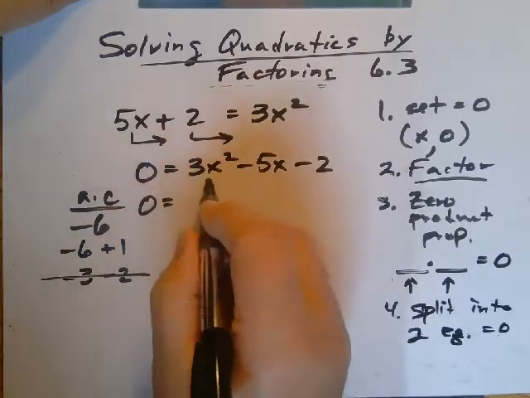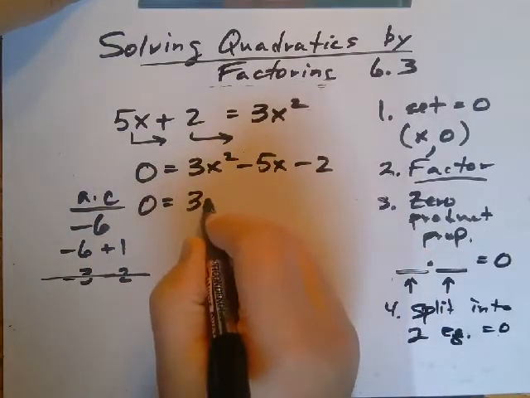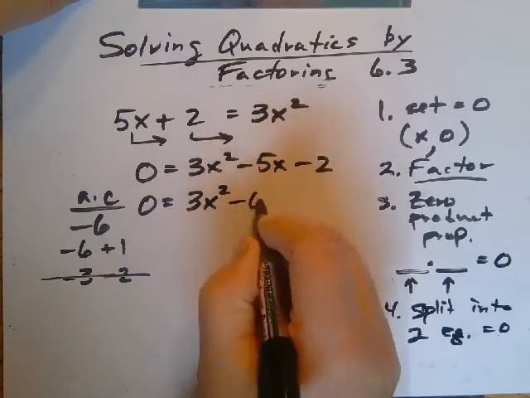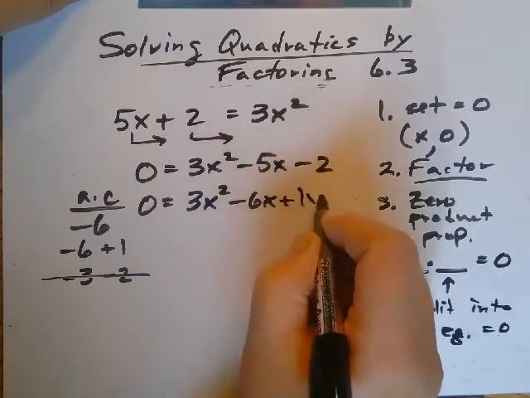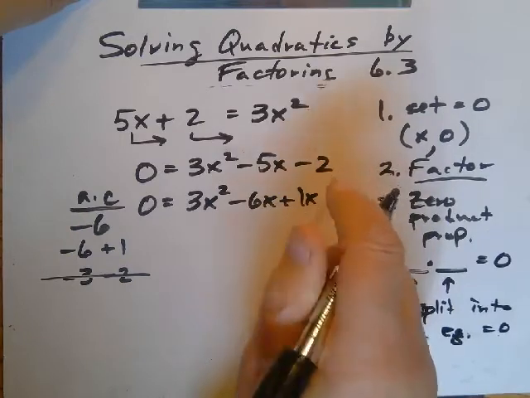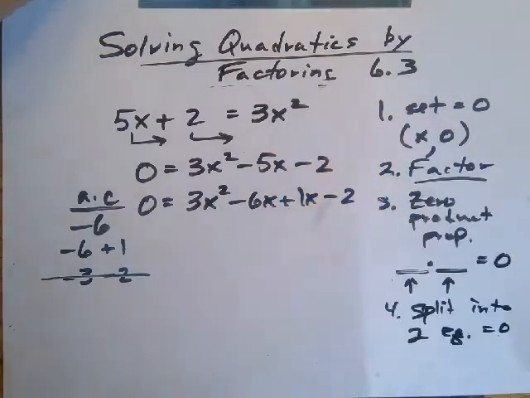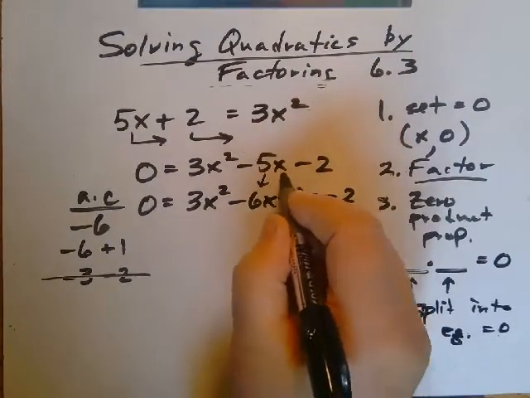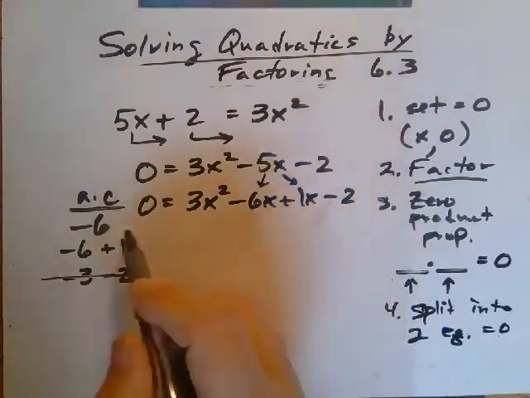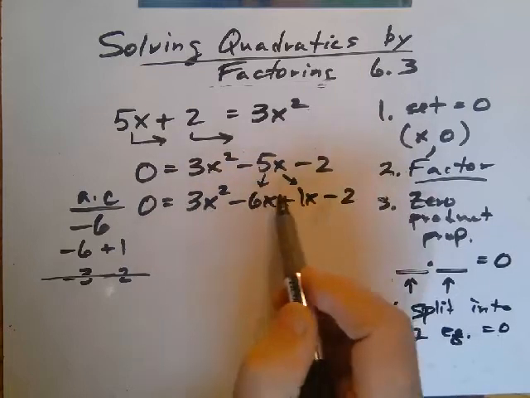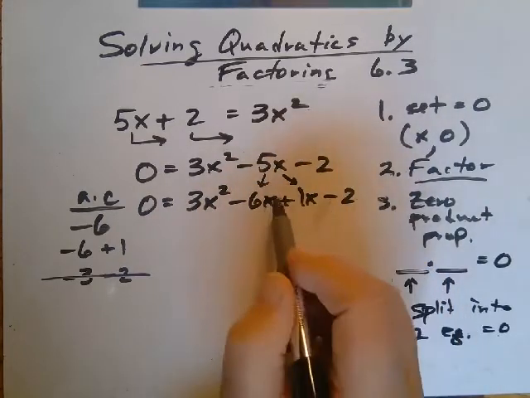So we're going to rewrite this, splitting the middle term, if you recall. Minus 6x plus 1x. You may have to go back and look at your toolbox again to see how to do this. So I've split the middle term here and here. I've rewritten that quadratic with the middle term split.